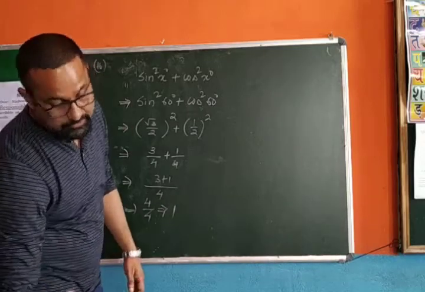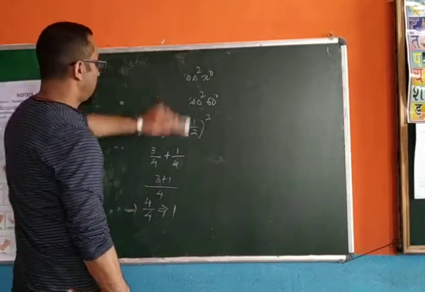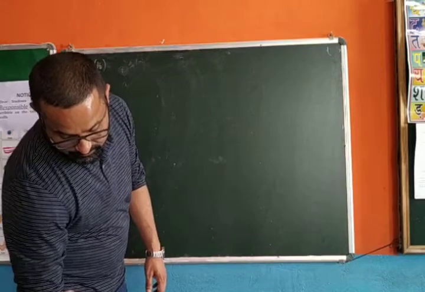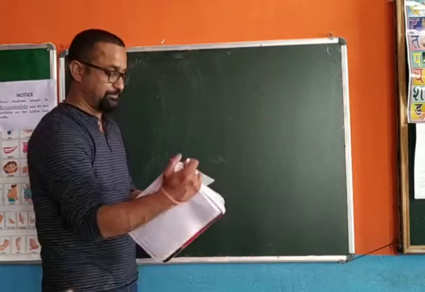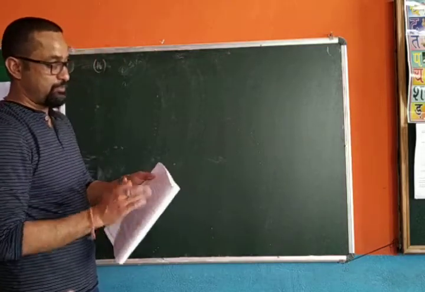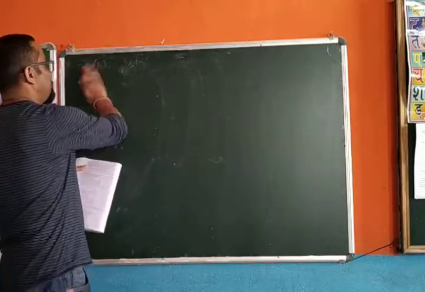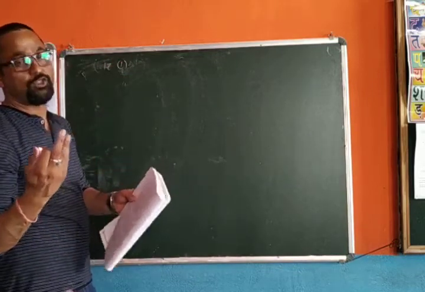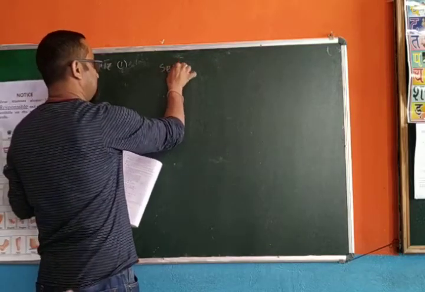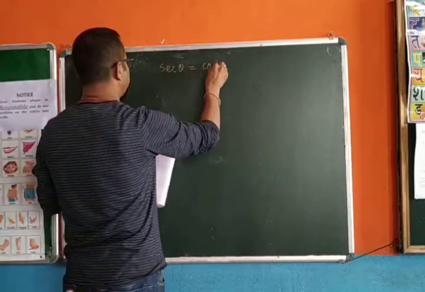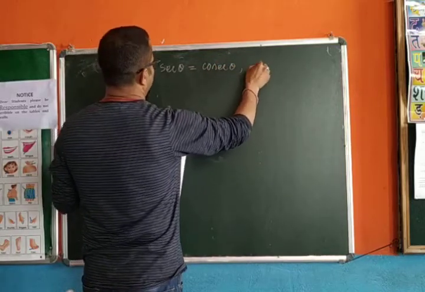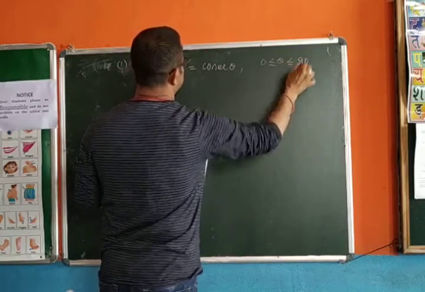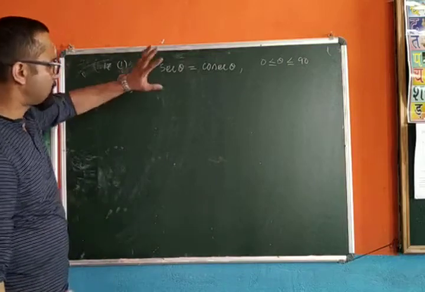Similarly, you can try the third one by substituting the value of x. You have question number 17 now. Similar sum. I'll do part 1. You can try part 2 yourself. Sec theta is equal to cosec theta, and theta is greater than or equal to 0, less than or equal to 90. Find theta. Look at this calculation.